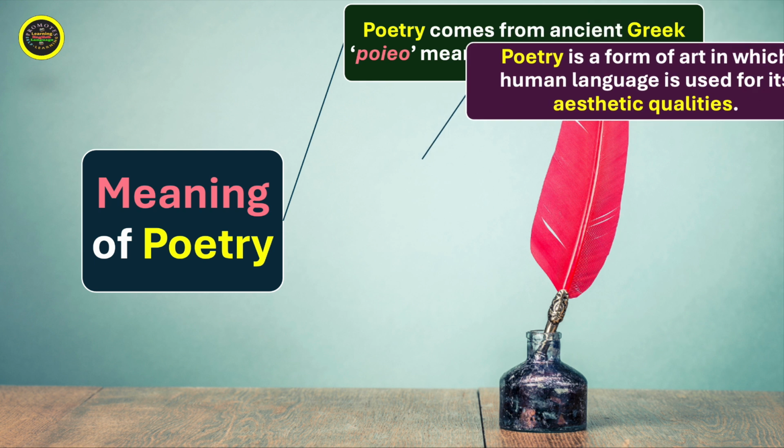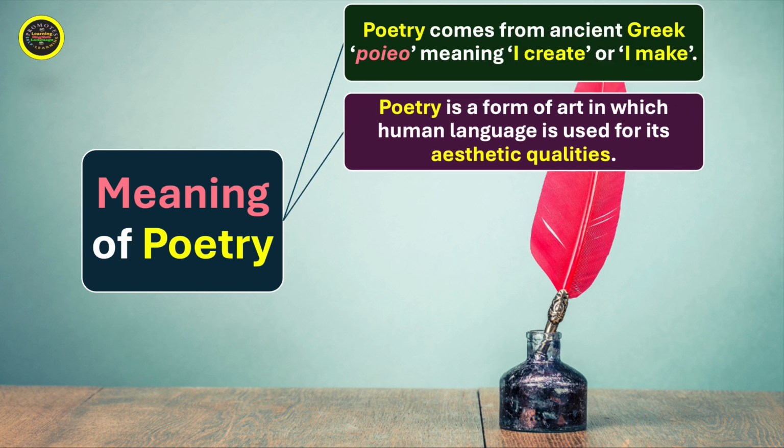We have the next point. Poetry is a form of art in which human language is used for its aesthetic qualities. Aesthetic qualities means the quality of beauty, the quality of refinement, the quality of being so attractive and so appealing to the heart and mind. So poetry is an art in which language is decorated for the purpose of attaining aesthetic goals. That is the point here.